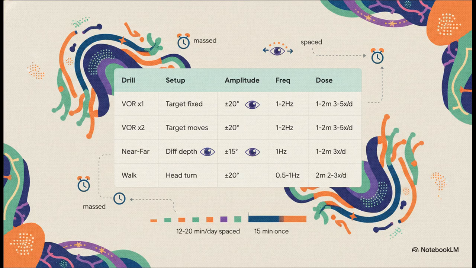Why? Because spaced practice beats massed practice every single time. Doing a 15-minute chunk all at once on a Sunday just isn't going to cut it. The brain needs repeated, spaced-out error signals to actually drive neuroplasticity. The sweet spot is a total practice volume of 12 to 20 minutes a day across all axes. Pushing past 30 minutes a day doesn't get you better outcomes. Honestly, it just ruins patient compliance.